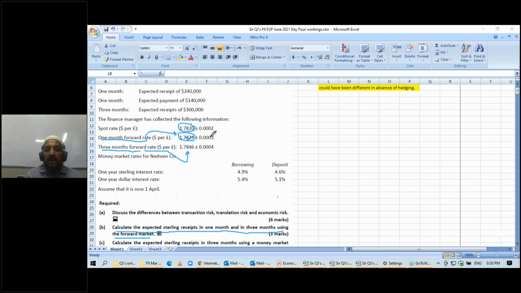Now, how is the rate given? So the rate has been given as 1.7820 plus minus, which means the foreign exchange dealer is doing a business and he wants to earn profits. So he will be buying the currency at a lower rate from you and he will sell to other customers at a higher rate. And the difference between the lower and the higher rate is his profit. Like we buy stocks at a cheaper rate and sell at a higher rate by adding profit. Likewise, these people are selling the currency.